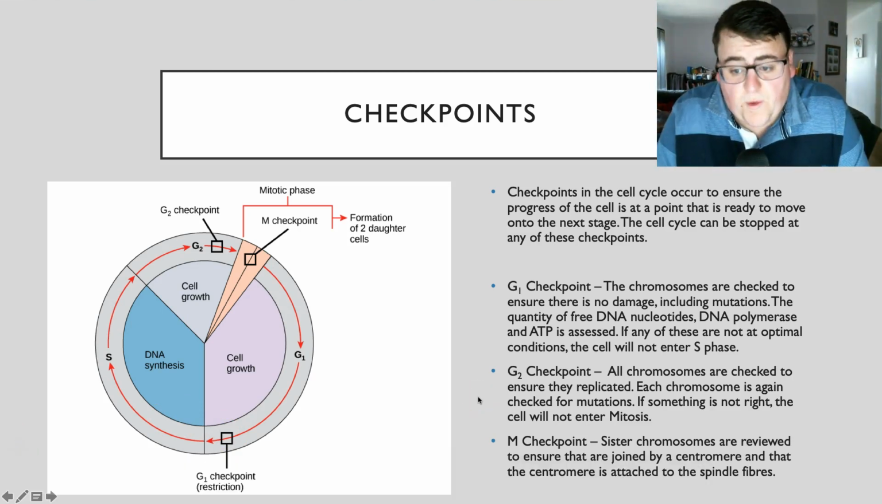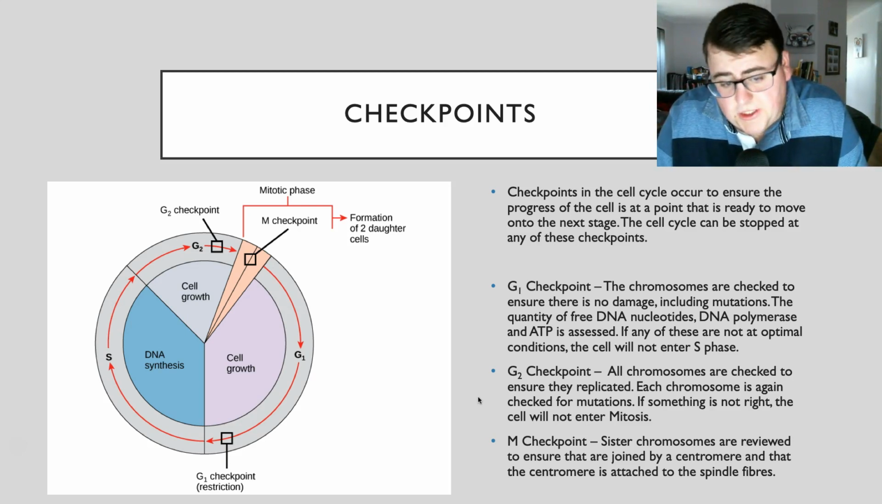Now, obviously, if the reason that the cell didn't enter S phase was because the DNA nucleotides, DNA polymerase, and ATP weren't in good enough amounts, the cell can wait in the G1 phase until those amounts are at optimal conditions. In the case of a mutation or damage to a chromosome, obviously it's going to be very hard to move on to the S phase, because the chromosomes have damage that we don't want passed on to the daughter cells.